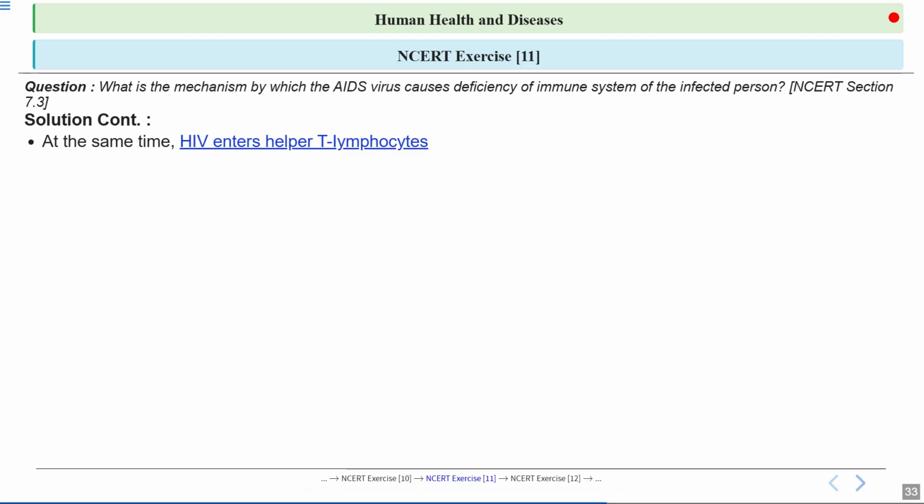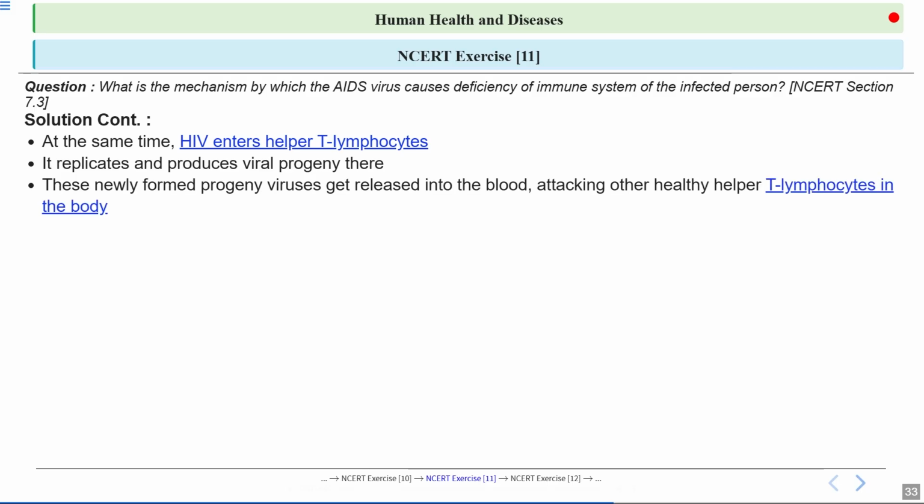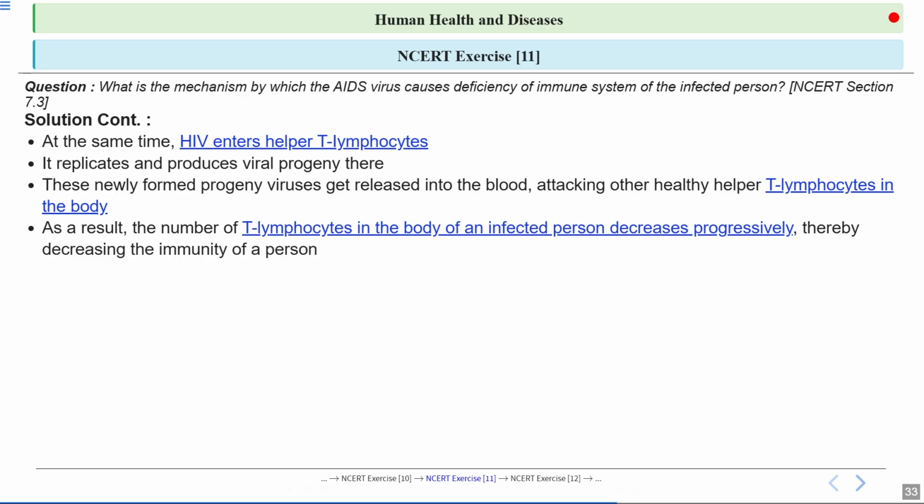Now again the HIV virus will multiply, and then it will burst the T lymphocyte cell. So slowly the number of T lymphocytes starts decreasing. Clear? This virus replicates and produces viral progeny within the T lymphocytes. These newly formed progeny viruses get released into the blood, attacking other healthy helper T lymphocytes in the body. As the number of T lymphocytes in the body of an infected person decreases progressively, the immunity of a person decreases. This is the main reason why people with AIDS are so vulnerable to infections.